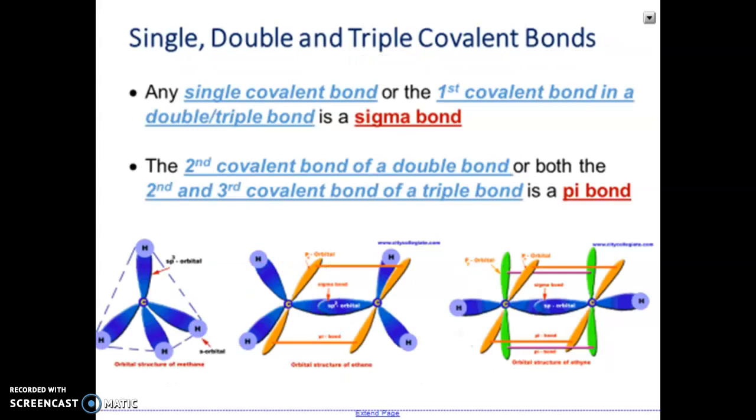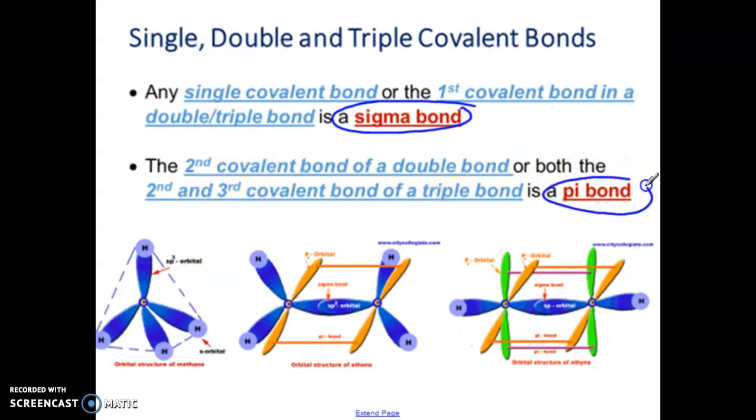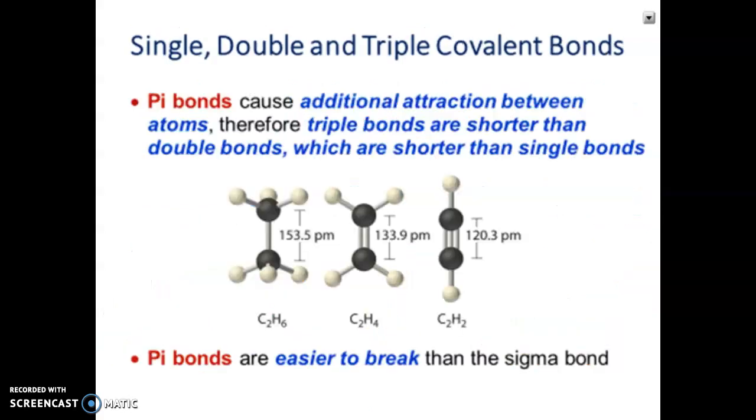Okay, so again, this is just to recap. We've already covered all of this. Any single covalent bond, or the first covalent bond in a double or triple bond, is a sigma bond. If you have additional bonds, so the second bond, or the second and third in the triple bond, they are pi bonds. We've already looked at that.